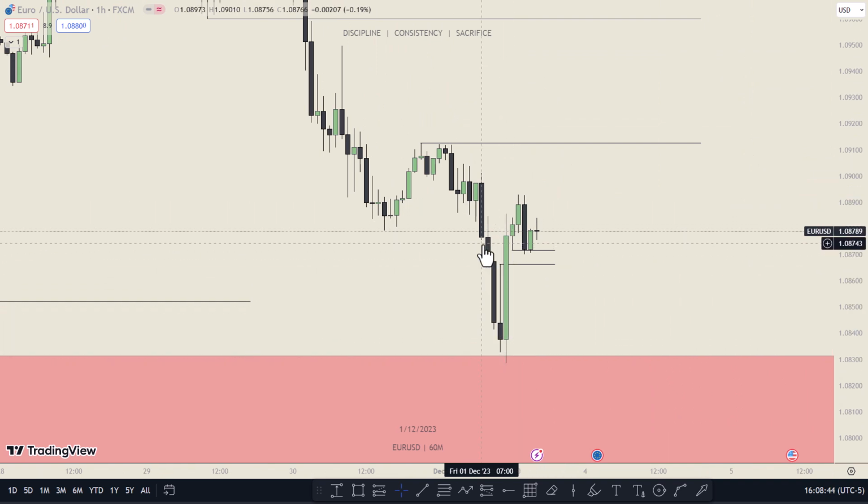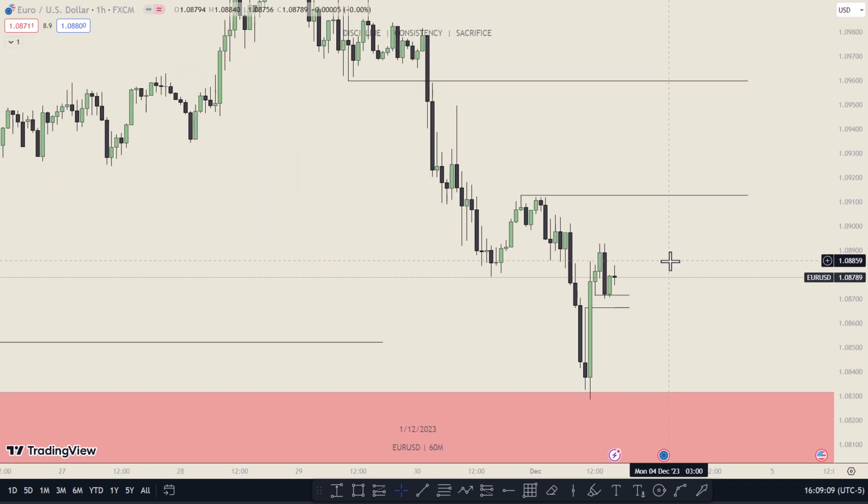We're violating this bearish fair value gap, creating a bullish fair value gap right here, and it starts to react from it. So this pair right here, I'm not going to force anything because it's not that clear.